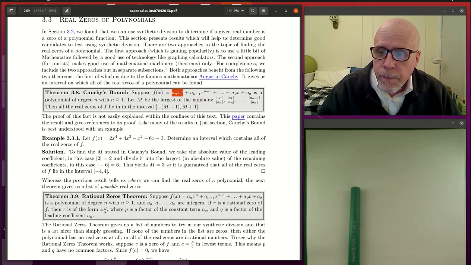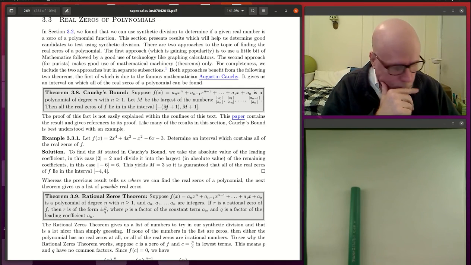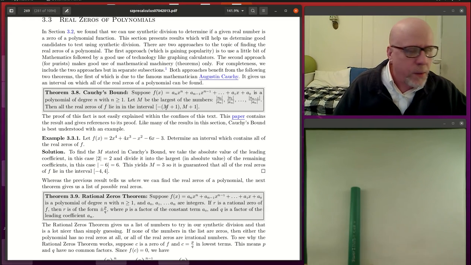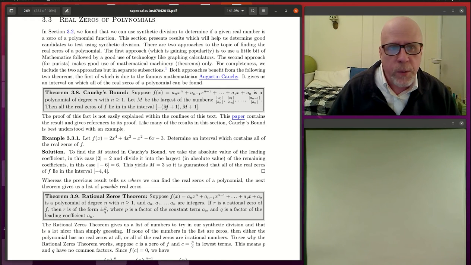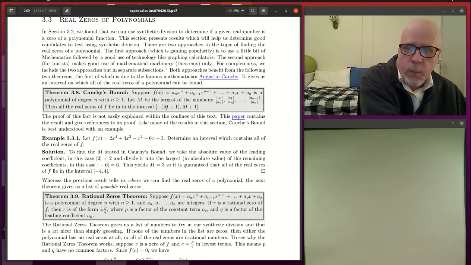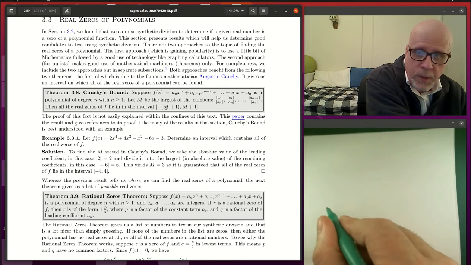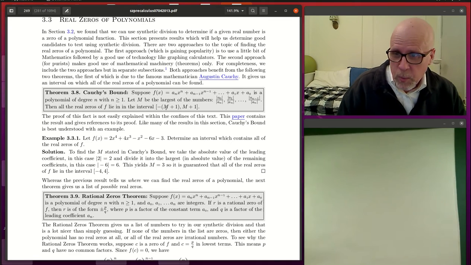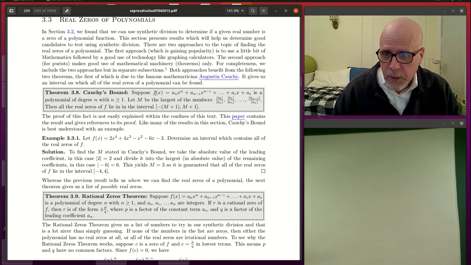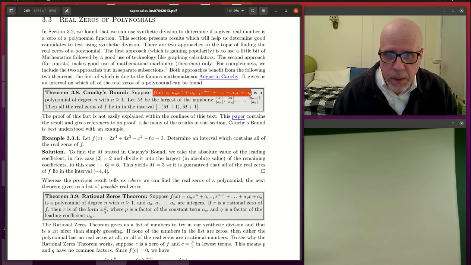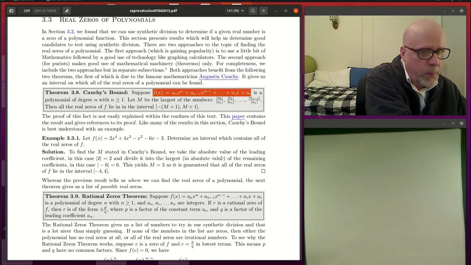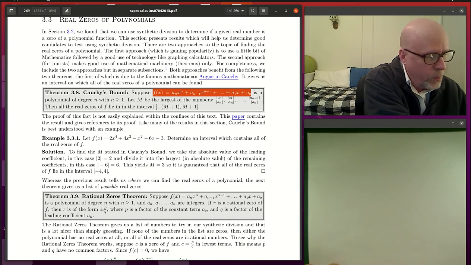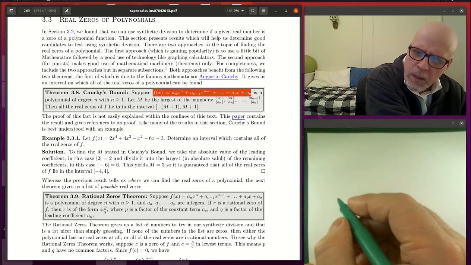So let's get going. The first thing I want to point out is a pretty standard way of referring to the parts of a sort of generic polynomial. You can see it in this theorem 3.8, which is titled Cauchy's bound. It's this piece right here that I'm highlighting. I'm going to write it on paper and just go through bits of it. It's a little bit unusual.